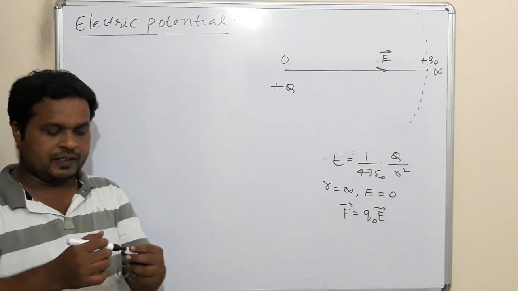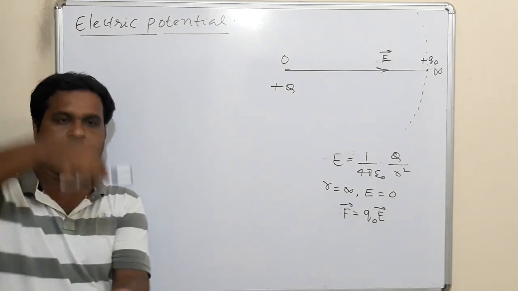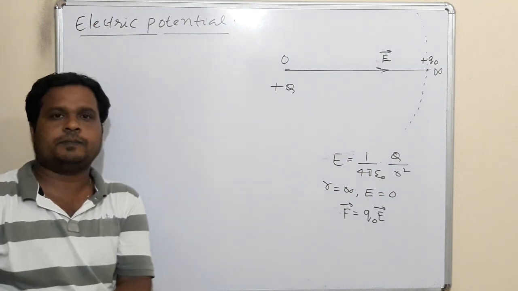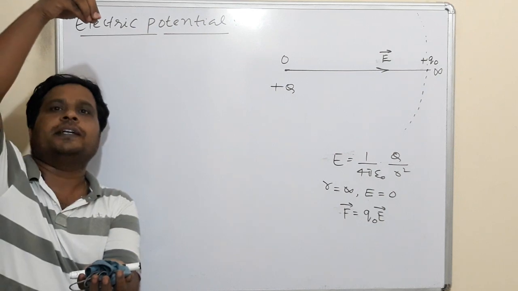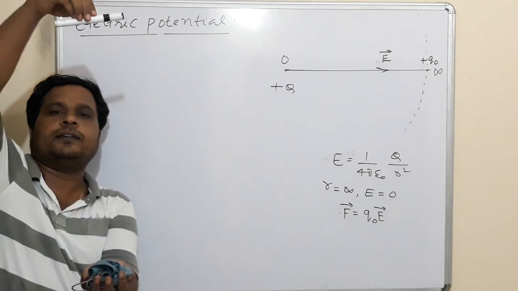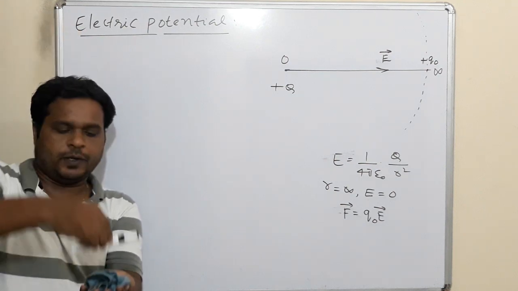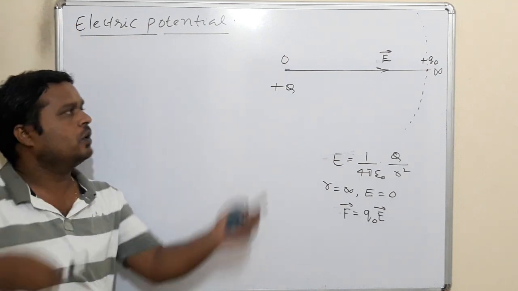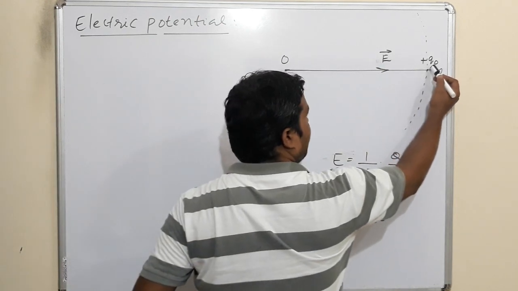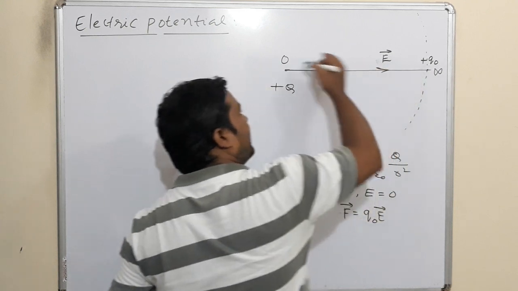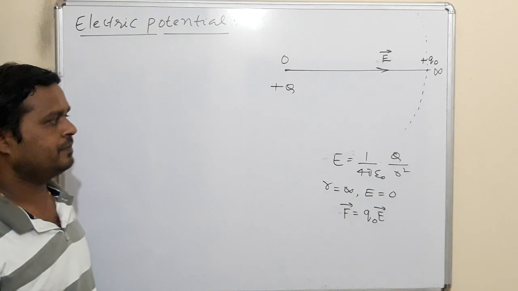For example, if I drop this marker from here, it will fall down like this. If I want to lift it from this point to this point, I have to do some work, because I am going against gravity. When you are going against any force, you have to do some work. So to move this charge from here to any point inside the field, we have to do a fixed amount of work.